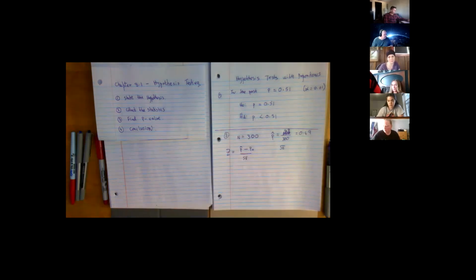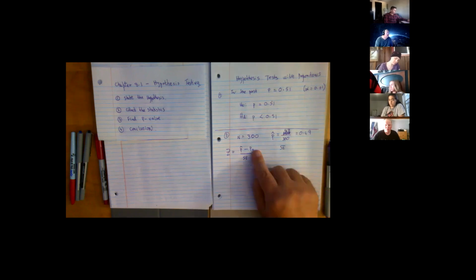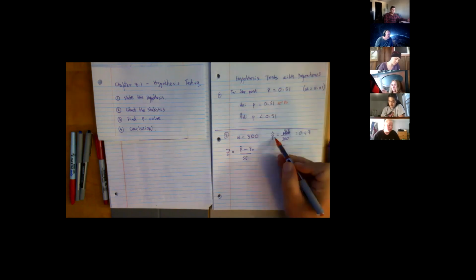Is 51 or 49 the P naught, based on what happened in the other question? Is it 51% or is it 49% that is going to be the P naught? It's not a trick question. This one? Great. It's kind of a giveaway. It's called P hat, right?